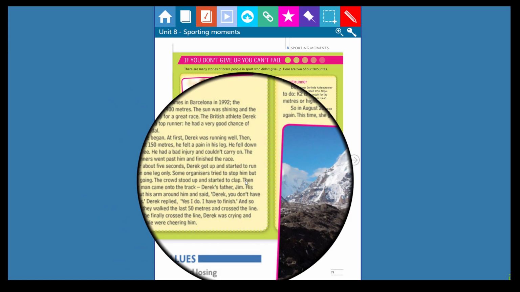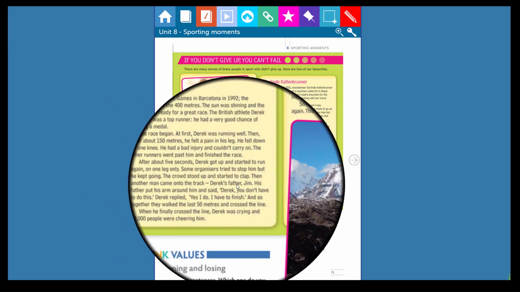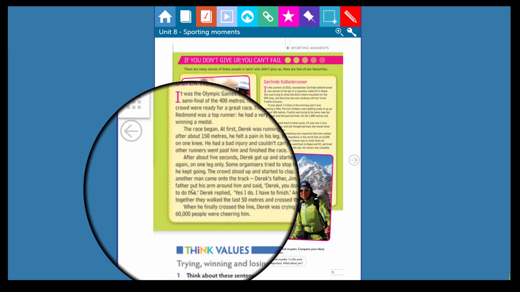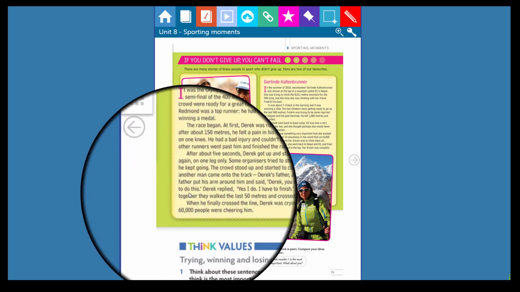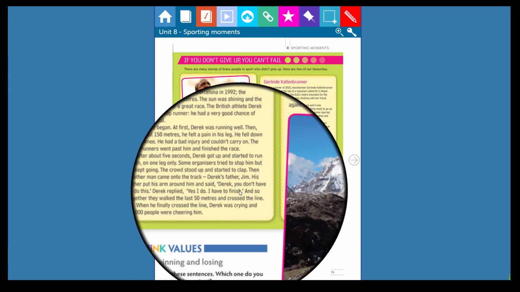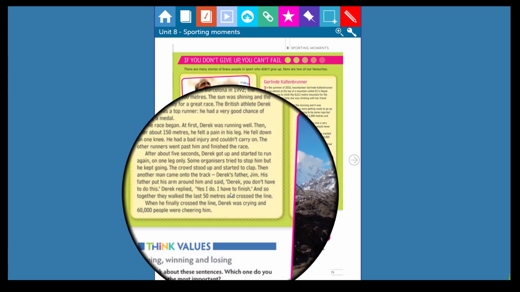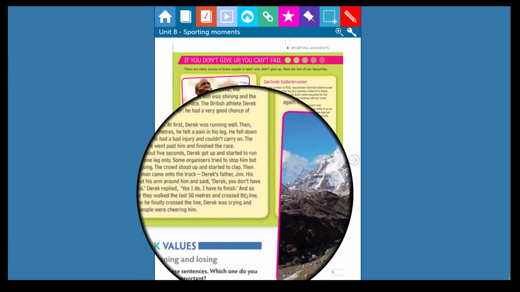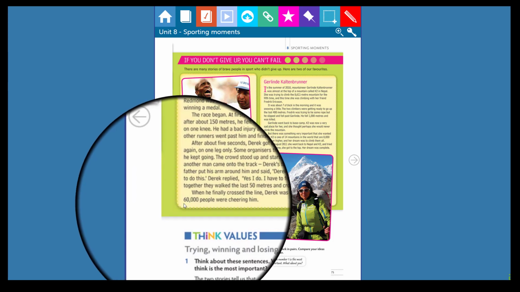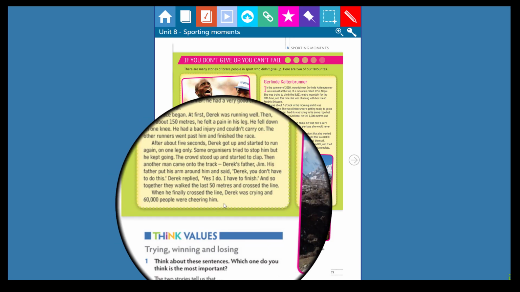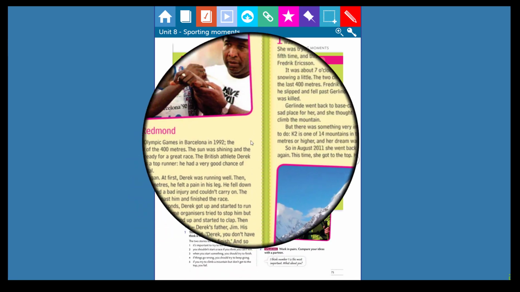Then another man came onto the track, Derek's father, Jim. His father put his arm around him and said, "Derek, you don't have to do this." Derek replied, "Yes, I do. I have to finish." And so together they walked the last 50 meters and crossed the line. When he finally crossed the line, Derek was crying and 60,000 people were cheering him. Wow. Let's continue with Geraldine now.